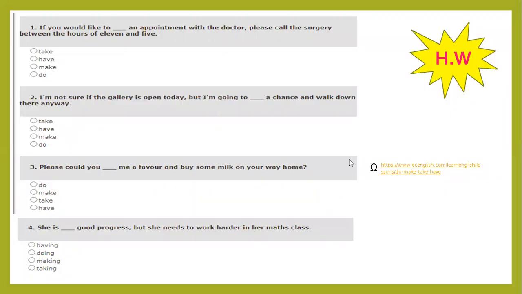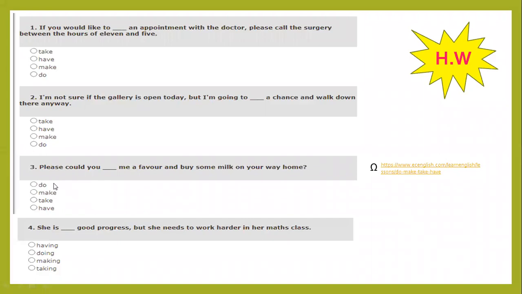I want you to try to use, it's like a revision, guys, a revision on what we said, on make, do, have, and take collocations. Okay, so you are going to read the sentence, and choose if you would like to use take or have or make or do. For example, the first, I'm just going to give an example.